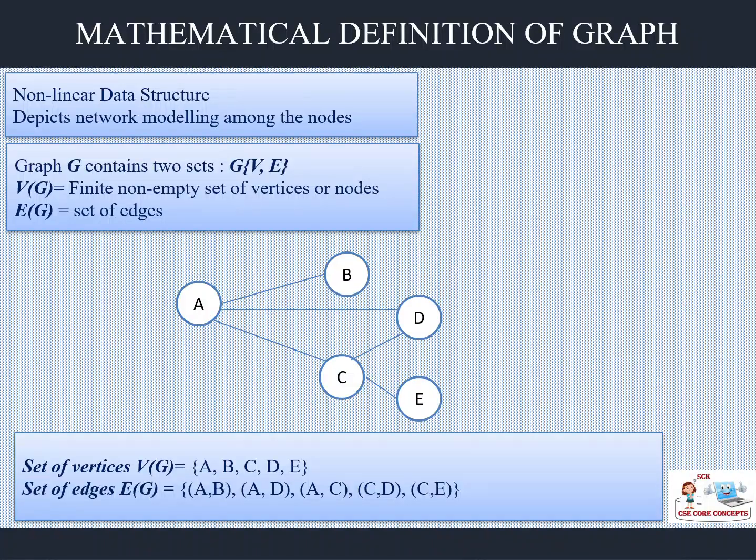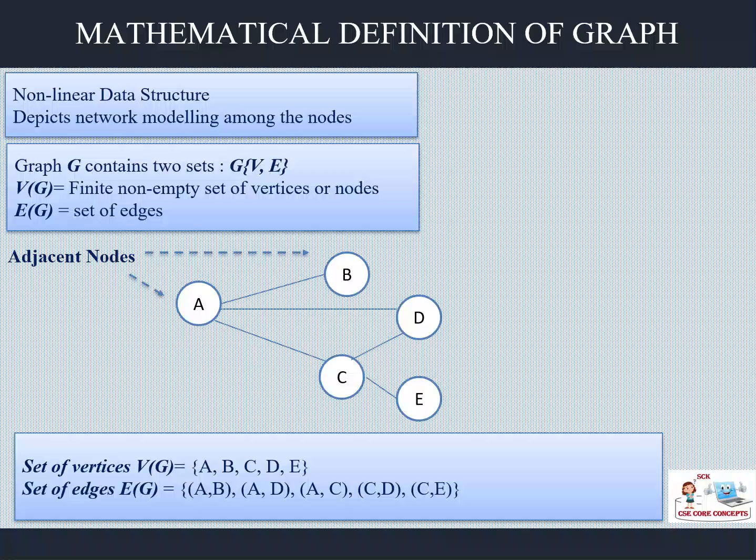And what are the edges here? The lines which are connecting the nodes. The first edge is A to B, second edge is A to D, third is A to C, C to D and C to E. So how many vertices are there here? There are 5 vertices. And how many edges? 5 edges. Now if two nodes are connected via a single edge, those two nodes are called adjacent nodes. So here A and B are adjacent nodes.